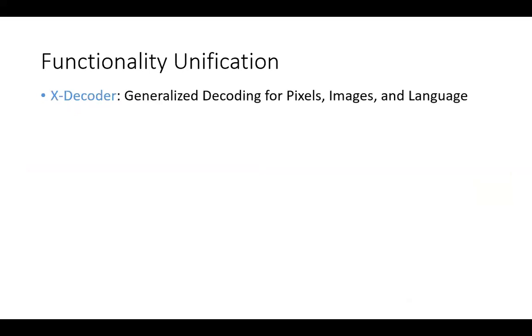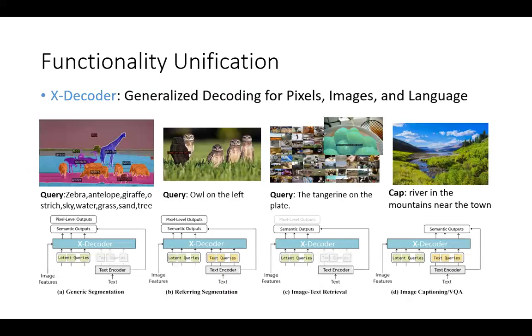And likewise, I would like to also mention X-Decoder, the generalized decoding for pixel, image, and language. This work is also exploiting a single unified encoder decoder architecture, which is called X-Decoder. And it takes two types of input, the latent queries and the text query.